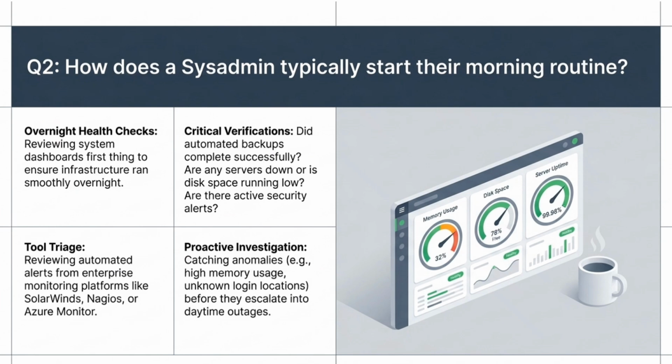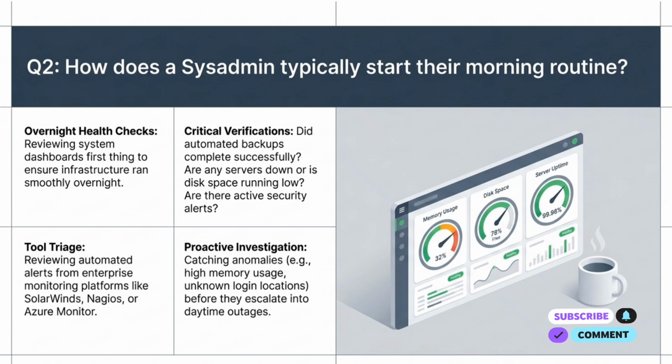System administrators start the day with monitoring and checks. Most system admins start their day by checking dashboards and monitoring tools to see if everything ran fine overnight. This includes checking if the backup completed successfully, if any server went down, if disk space is running low, and if there are any security alerts that need attention. This first check is important because it helps catch small issues before they turn into bigger problems.